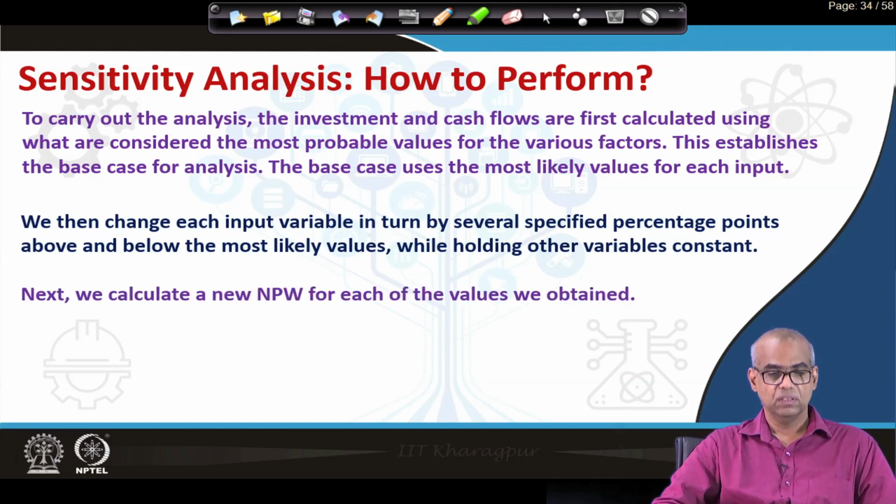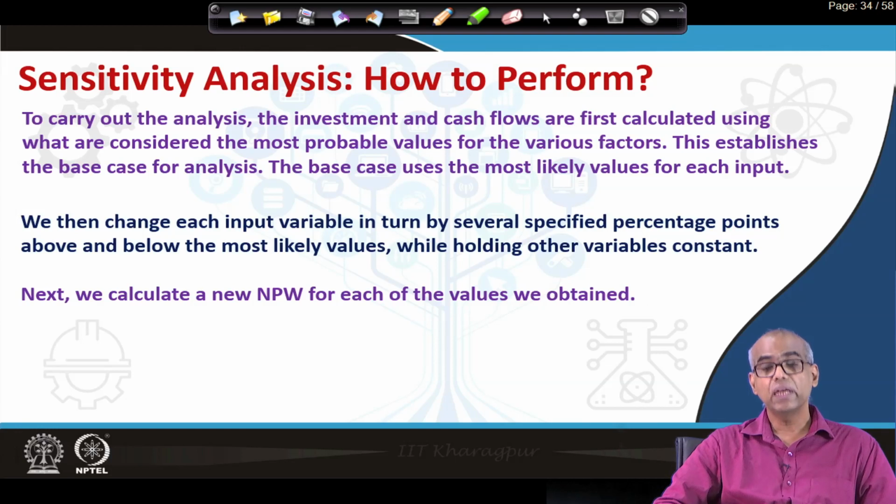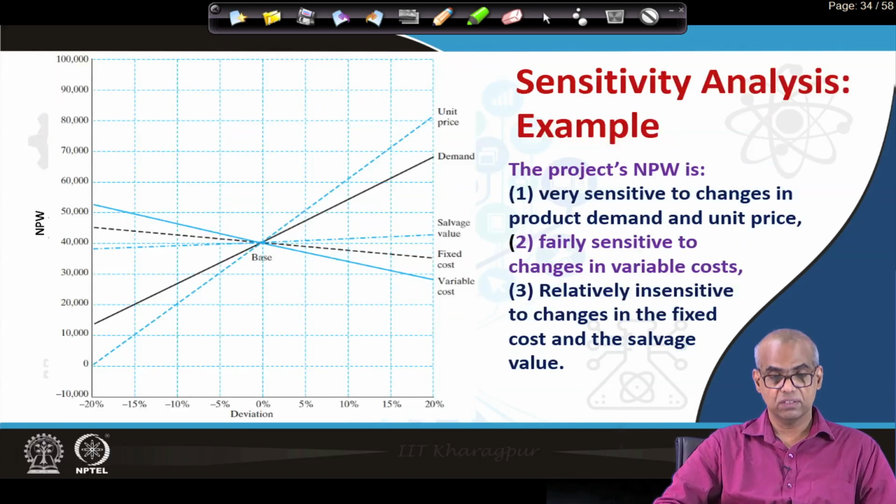worth. So, we change each input variable in turn by several specified percentage points above and below the most likely values, while holding other variables constant. Next, we calculate a new net present worth or net present value for each of the values we obtain. This analysis will show how sensitive the cash flows and economic criteria are to errors in the forecast figures.